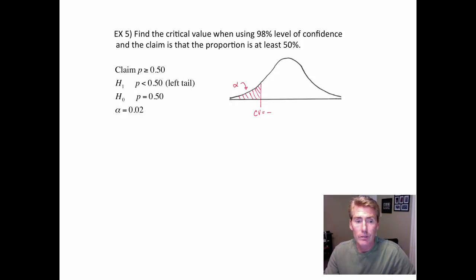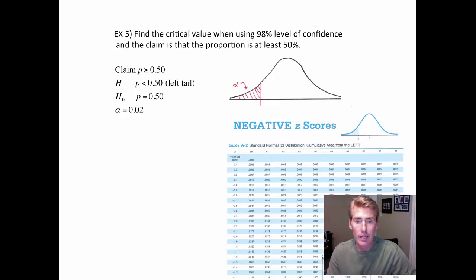Next, I would draw the picture and say this is 0.02 in this tail. Since it's on the left, the critical value is going to be negative. And then we get Table A2. And since this equals 0.02, we look through the table to what's closest to 0.02, and it's right here, where it says 0.0202. So that is going to be, if you look to the left, negative 2.05. So the critical value is negative 2.05.